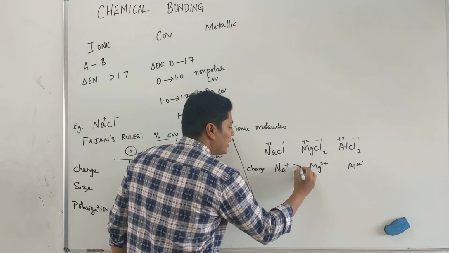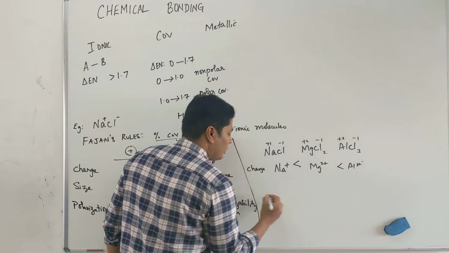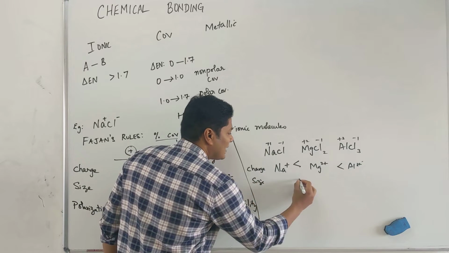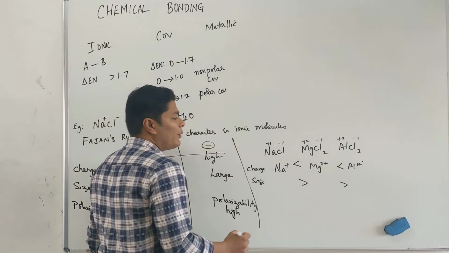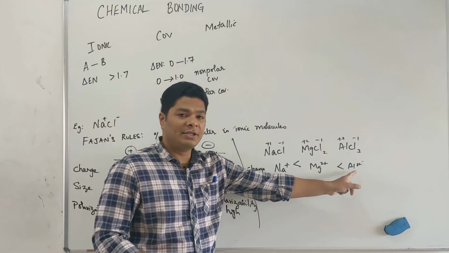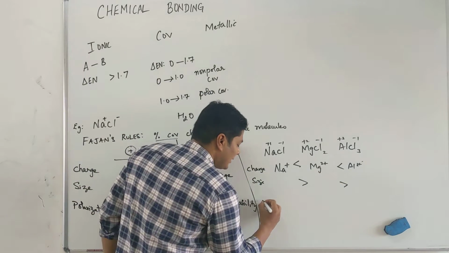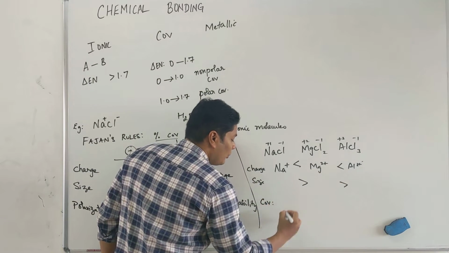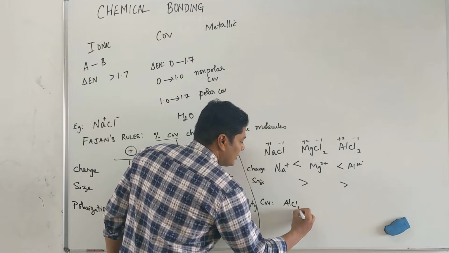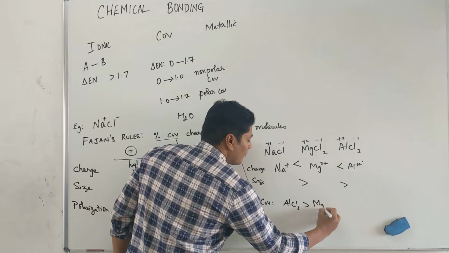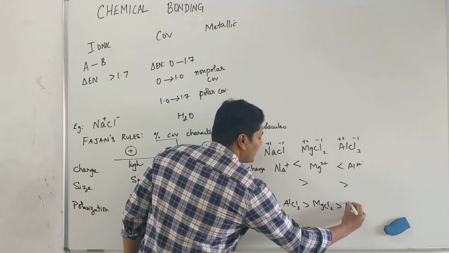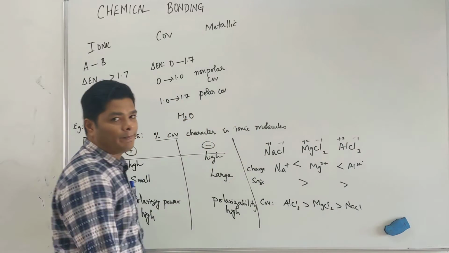So when I take charge, this is how it is. When I take size, this is how it is. So I want the smallest size and the highest charge. So AlCl3 in covalent character, AlCl3 is more covalent than MgCl2, more covalent than NaCl. Okay.